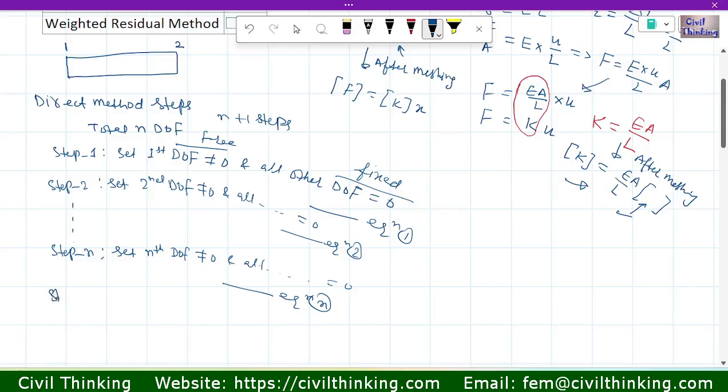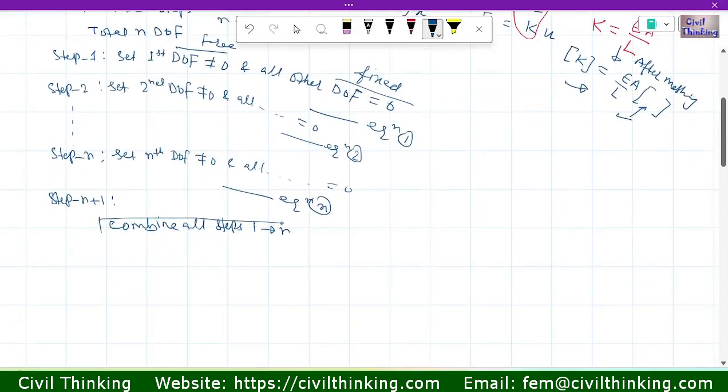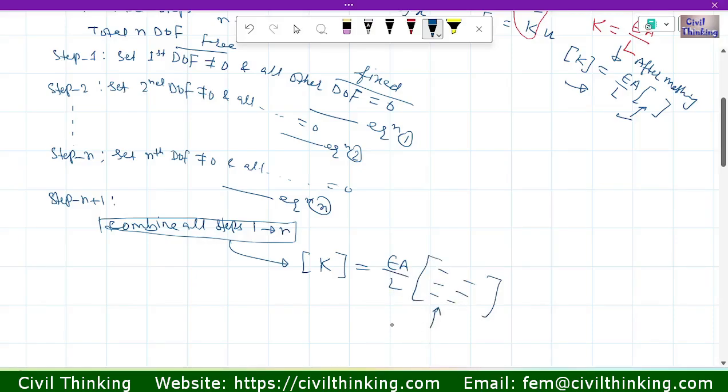So step n plus 1 is going to be: we have to combine all steps, from 1 to n. When you combine all the steps, this will give you the stiffness matrix. This will give you the value of the stiffness matrix as EA by L, and there will be something here as well. We will see this something.